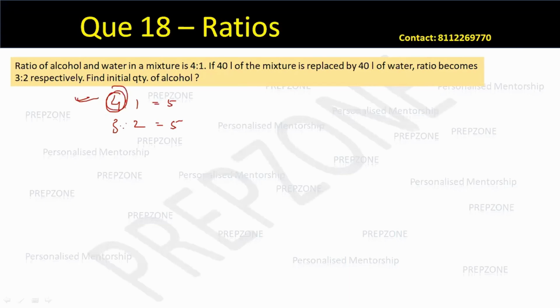Okay. And we know later on, after replacing 40 liter of this mixture with 40 liter of water, the alcohol has been dropped by 1 unit. Okay.